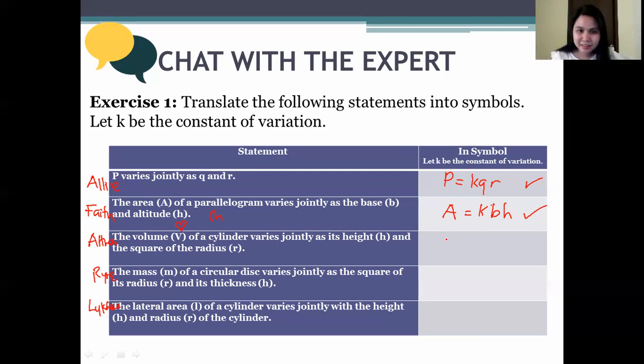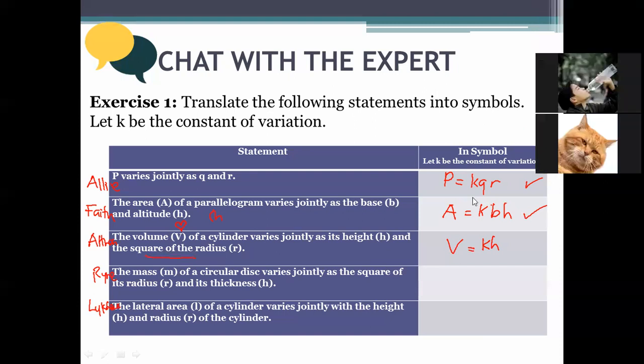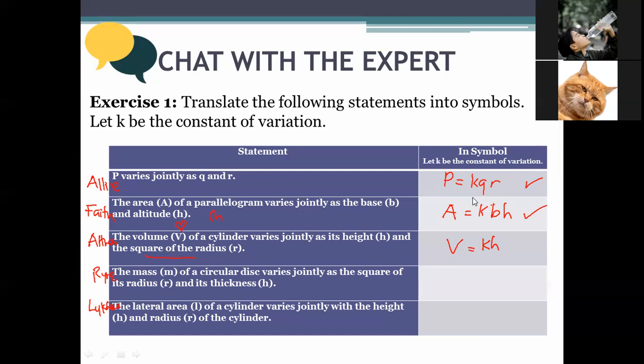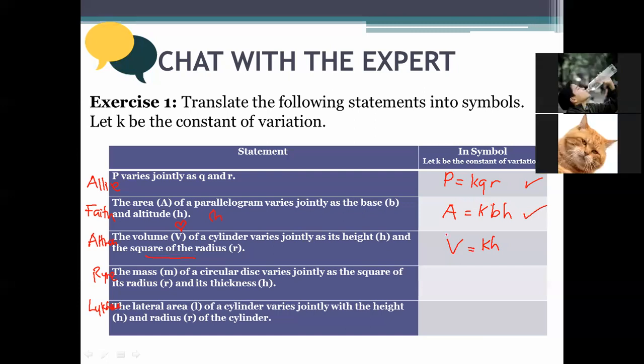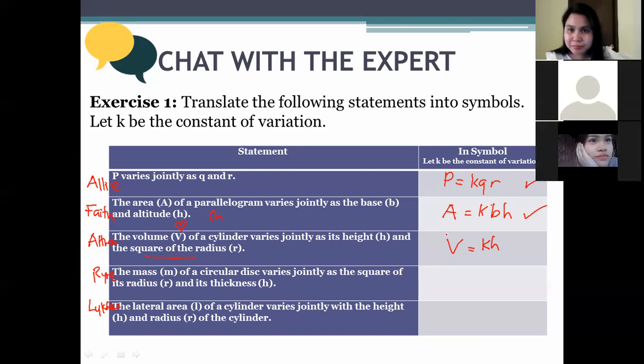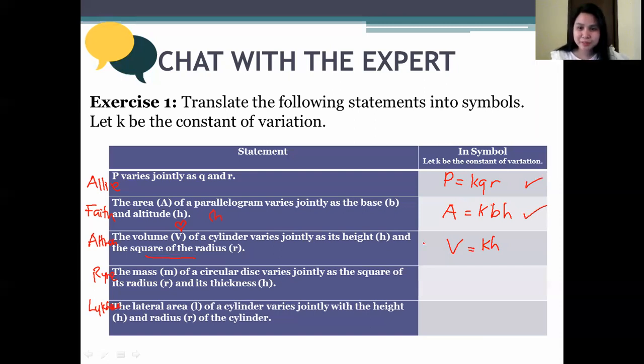B equals K, H, what's next? R. Square of the radius. R squared. Very good, because it's the square of the radius. So R squared. Correct. Next, Ryan.